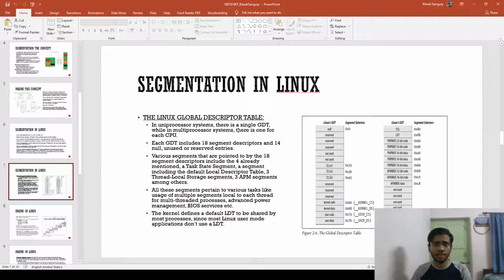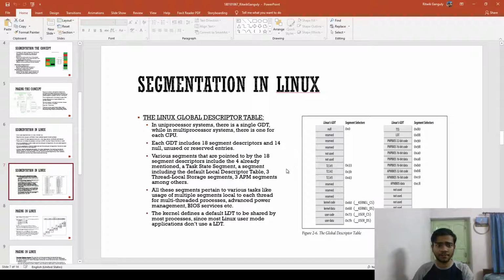Okay. So in Linux we have a global descriptor table, or as it is properly known, the GDT. In uniprocessor systems there used to be a single GDT, but now in multiprocessor systems, in modern systems, there is one GDT for each CPU. We will see that each GDT actually contains 18 segment descriptors and 14 null, unused or reserved entries. These reserved entries can't be used by normal processes for segments.